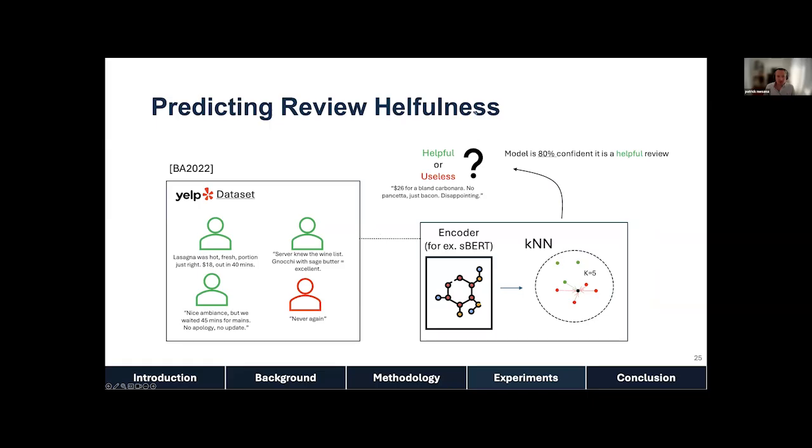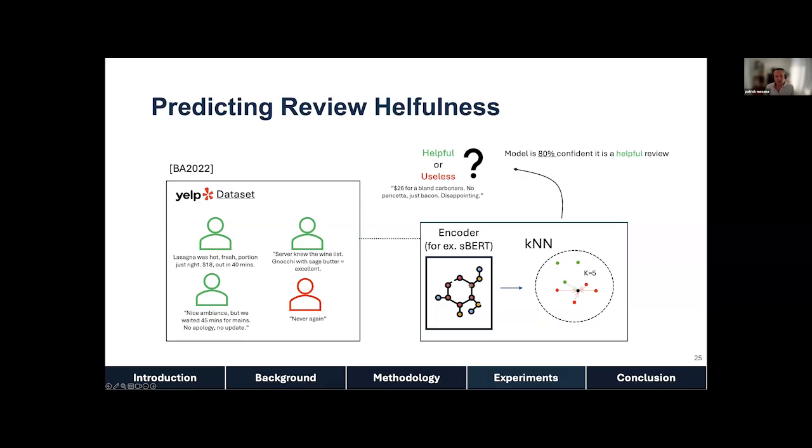So for predicting review helpfulness, since I said that I use k-nearest neighbors, we picked an open data set, the Yelp data set. We found a benchmark from Bilal in 2022 that used transformers to solve this task. And so we used the exact data set that they prepared, and we tried different sets of what we call BERT embeddings to use k-nearest neighbors on top of it.